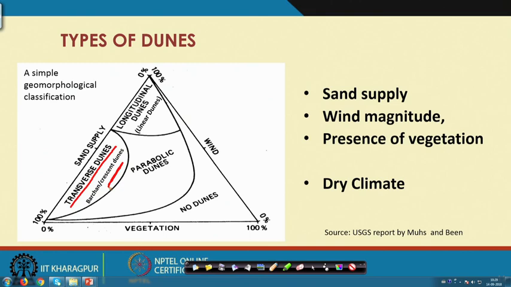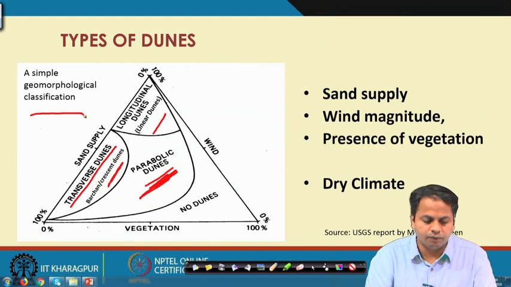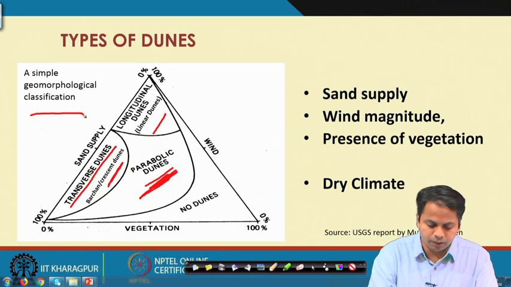They can also be named as longitudinal dunes depending on the variability of different parameters. For example, in a transverse dune we have very little vegetation and abundant sand supply, whereas in parabolic dunes we have sufficient vegetation, and the winds are also abundant. So, these are the different simple geomorphological classifications which can be used to define or categorize the dunes. We will look at each category one by one in the next slides.